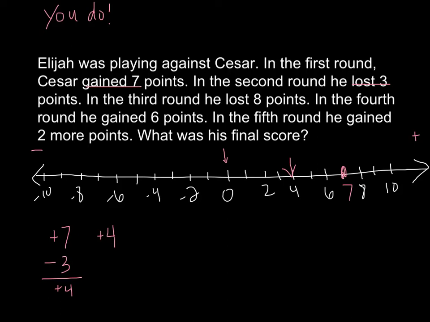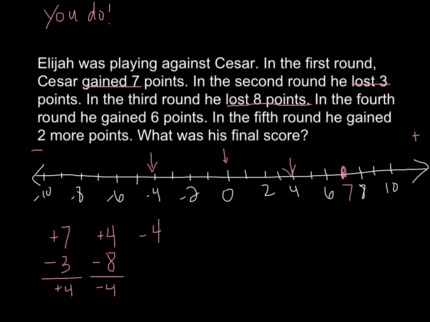In the third round, he lost 8 points. Lost is a negative, so it's a negative 8. We start at the positive 4 where we left off, and we go negative 8. 1, 2, 3, 4, 5, 6, 7, 8. And that has us landing on negative 4. So for his next round, he will begin at negative 4.